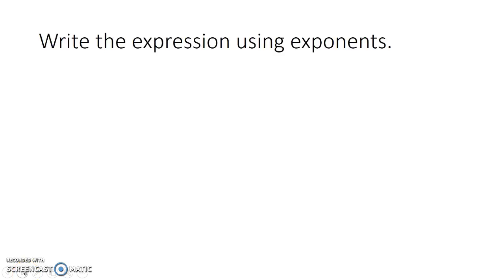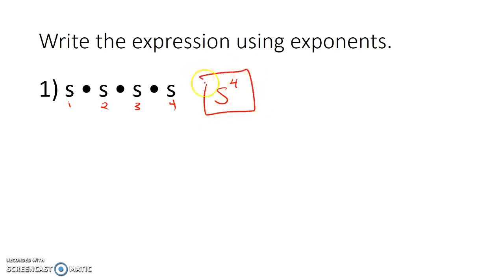The next question says write the expression using exponents. So our first one, we're multiplying s's. And so we have 1, 2, 3, 4 s's. So when we write this as a power, we're going to have s as our base and 4 as our exponent. So s to the 4th would be our final answer there.